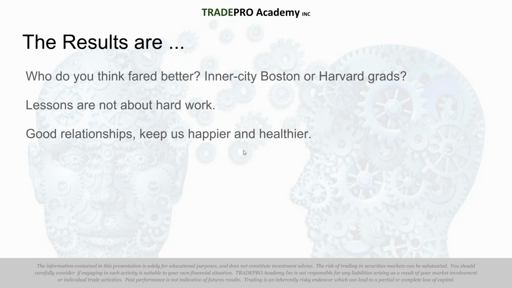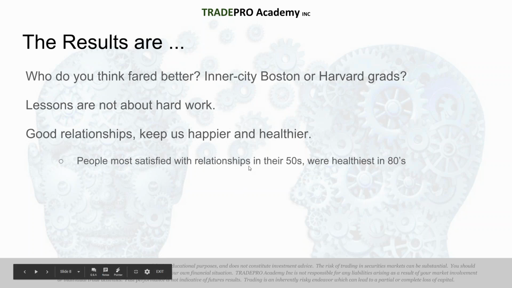Those that identified as being lonely, even if they had a spouse or partner, but felt lonely in the relationship, that led to a lot of negative outcomes. And even the people who had turbulent relationships with their spouses, but still relied on each other and felt like they had each other's back, were happier and healthier. And that was formed as a good relationship. All right. Here's another cool stat. People most satisfied with relationships in their 50s were healthier in their 80s. Isn't that nuts? Isn't that a cool stat?